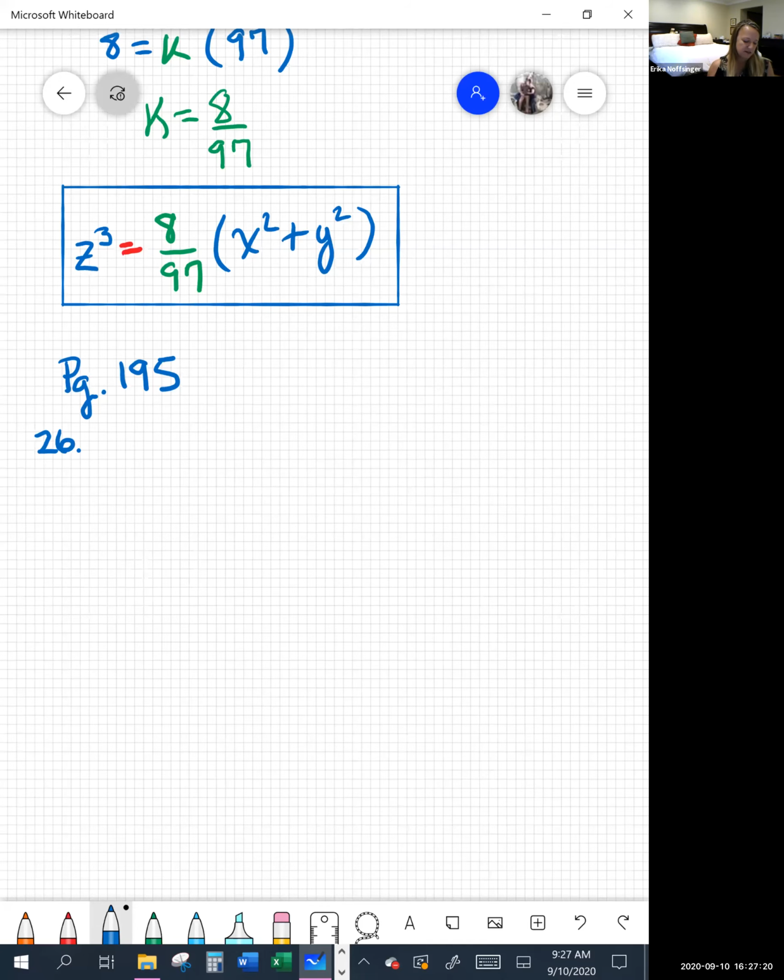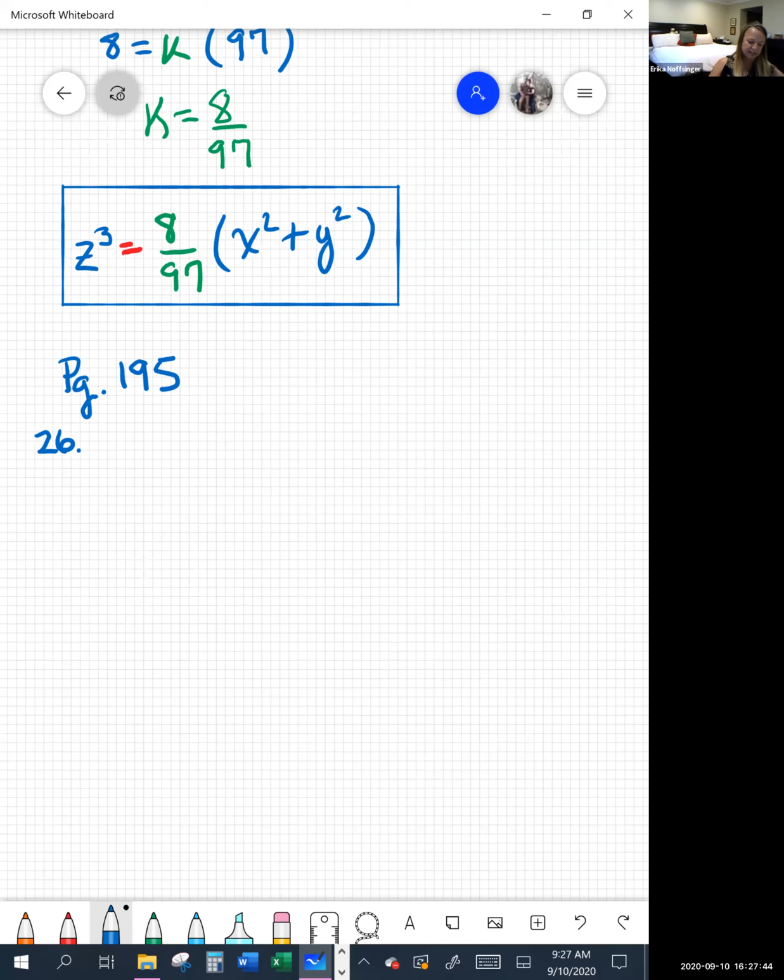So it says the velocity v of a falling object is directly proportional to the time t of the fall. If after 2 seconds, the velocity of the object is 64 feet per second, what will the velocity be after 3 seconds? Okay, so again, a lot of information there, but we're going to go through and just nitpick it.